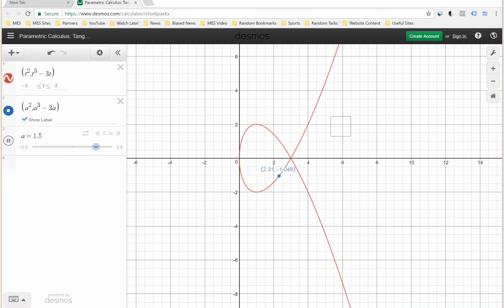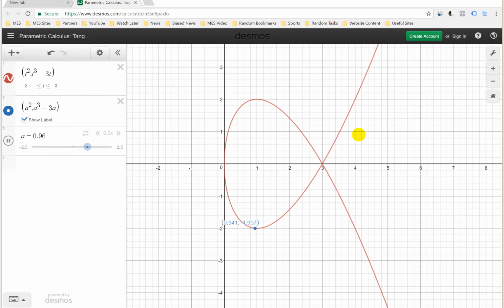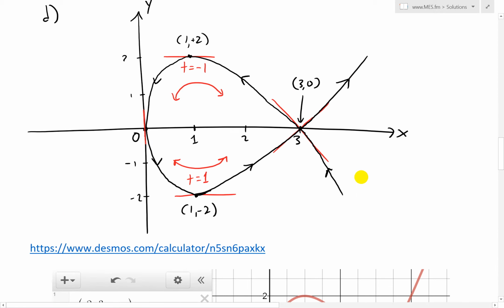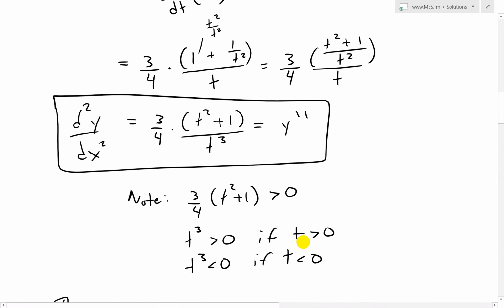So this is confirmation of how our curve looks, and I highly recommend playing around with this calculator. It's quite amazing. Anyways, that is all for today. Here's the link to it. You can download these notes, click that link and play around with the graphs.